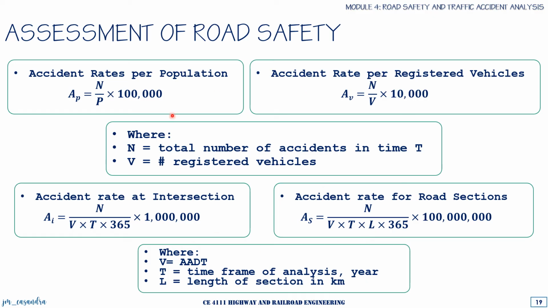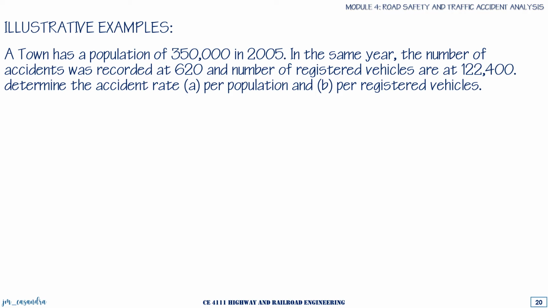So to understand now our assessment of road safety, let us solve some examples. So for the first problem, let's see, a town has a population of 350,000 in 2005. So in that same year, the number of accidents was recorded at 620, and the number of registered vehicles were recorded at 122,400. So we now determine the accident rate per population and per registered vehicles.